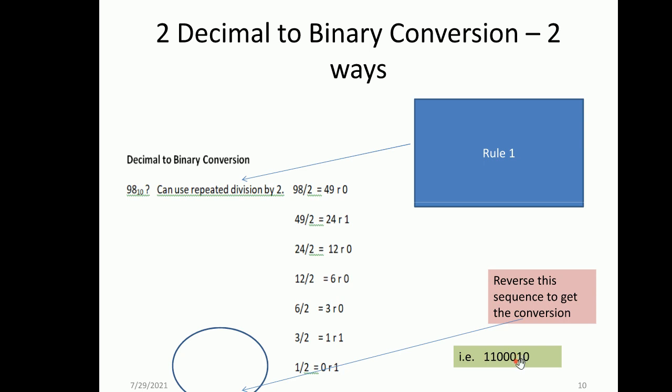And that should be equivalent to 98. So just check that for me. So what I can do is to convert the decimal to binary by repeated division, reverse the sequence, and you get a number which, if you want to, and which you should do, is to check that this binary number is equivalent to the number that you had to convert.